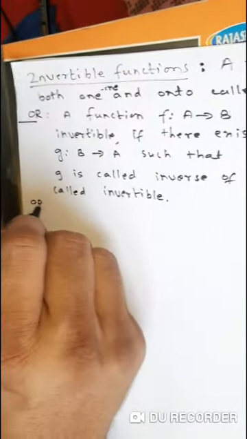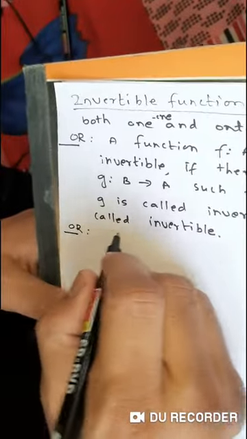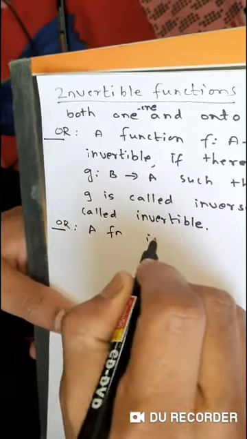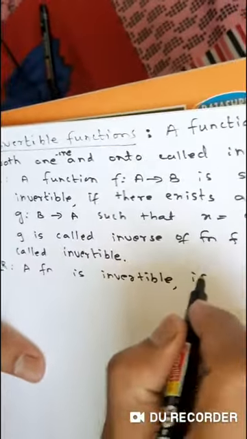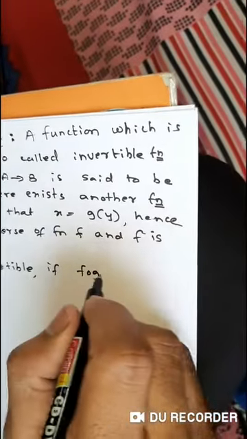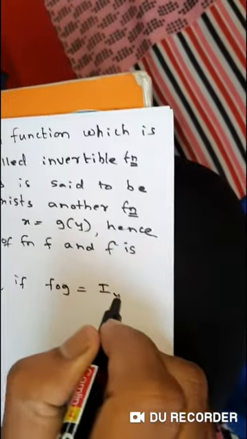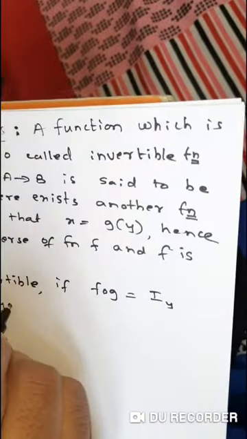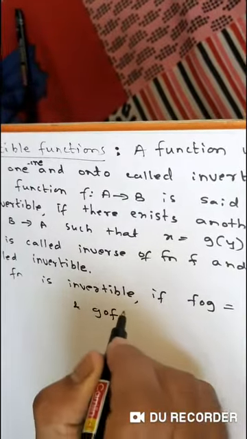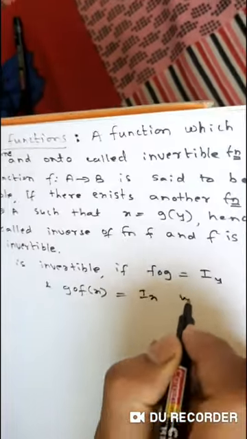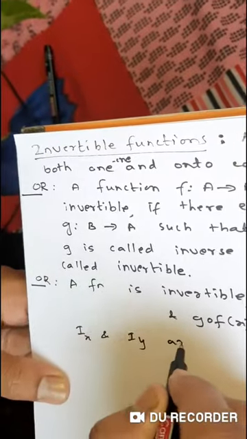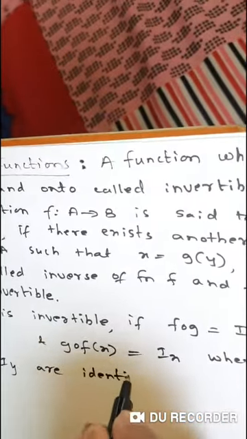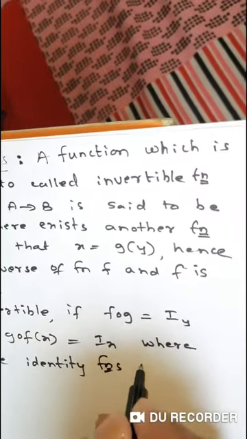So one more definition is, the function f is invertible if f composite g is equal to Iy and g composite f is equal to Ix, where Ix and Iy are identity functions in x and y.